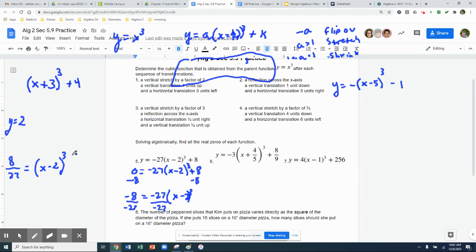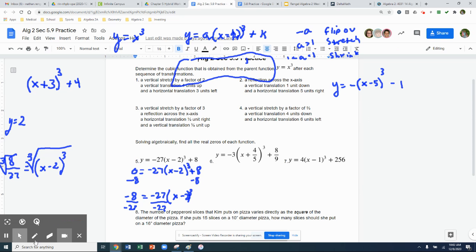Now I got to undo this cube. So we're going to have to use a hint back in chapter 4 when we had to undo a square. We took the square root. Now that we're dealing with cubes, to undo a cube, we are going to use a cube root. So a cube root is a little 3. It's called the index of your radical. A little 3, and then we are going to cube root that.